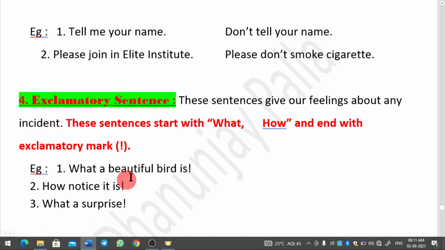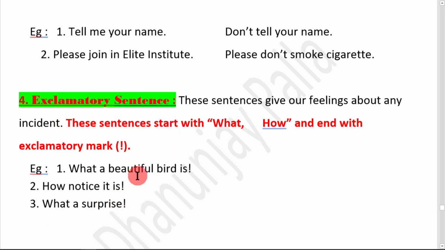If you are very happy, for example, Dad, I'm very excited. If you want to tell about your result: what a wonderful result, Dad. What a wonderful result is generally the feeling you get when you are suddenly happy. That feeling we express in the exclamatory sentence.